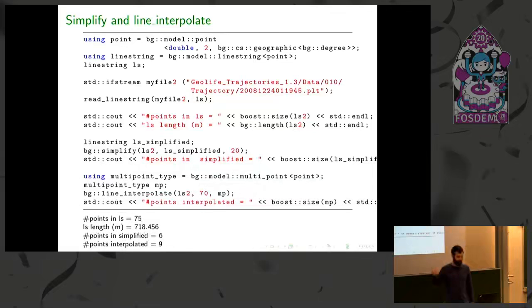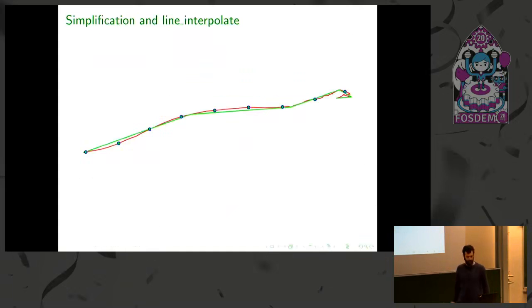I didn't use the random one, which would create random points on the line string. With those parameters, the simplified trajectory has only 6 points, and the interpolation creates 9 points. In the interpolation case, you can easily see it by division. It's expected. And this is how this looks like. The red one is the original trajectory. These are my interpolated points. And the green one is the simplified trajectory.